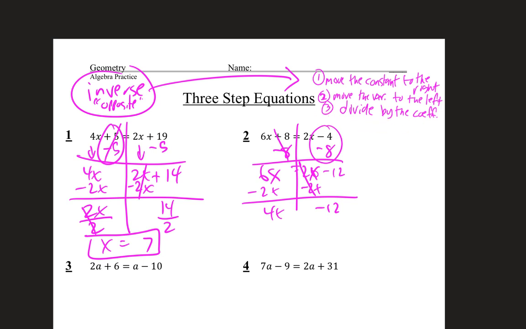Third step, divide by the coefficient. So we divide both sides by that 4. These two 4's cancel out. So we're left with x equals. Put that in the calculator. Negative 12 divided by 4 gives us negative 3.